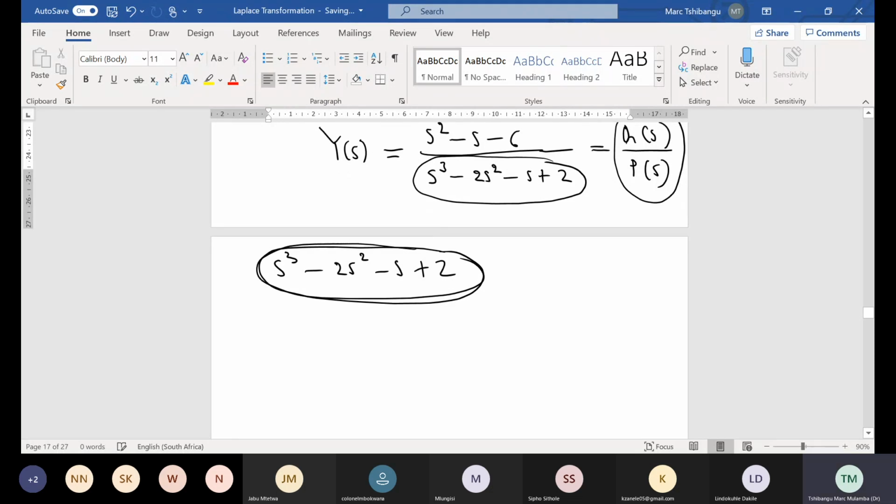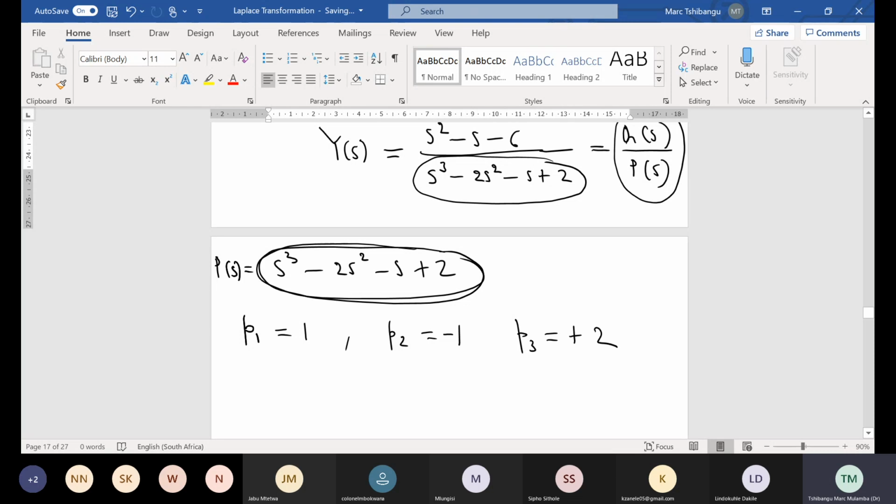Because we refer to this polynomial as P of S, I'm going to call the roots P1, P2, and P3. As a hint, you can use the Hana method to solve this equation. So you've got the first root is positive 1, second one is negative 1, and third one is positive 2.